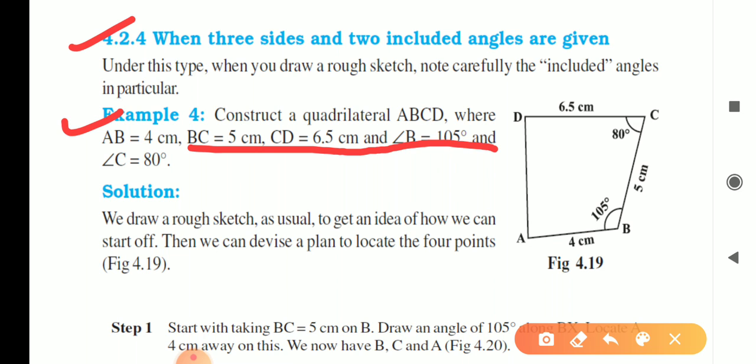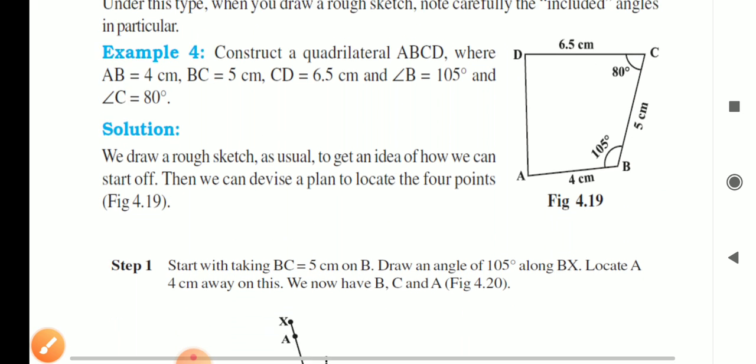For the solution, first of all we draw a rough figure. Figure number 4.19 is a rough figure in which you can easily see that three sides AB, BC and DC are given, and two included angles, angle B and angle C, are also given. This is the concept to make a quadrilateral which I am taking today.